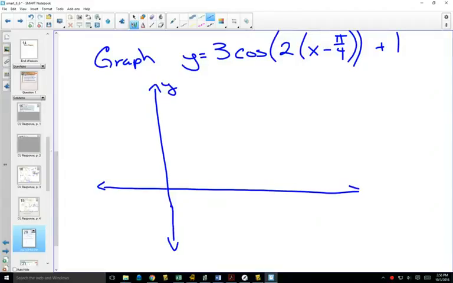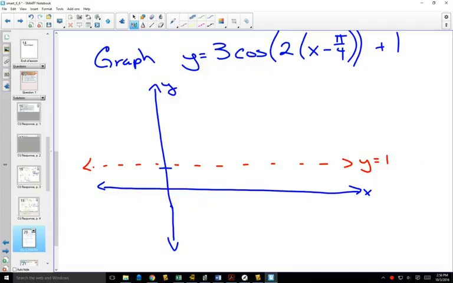Our y-axis. Here's our x-axis. Our d value is 1. So we go up 1, and we draw our sinusoidal axis at y equals 1. Pretty straightforward. Our a value, our amplitude, is 3.